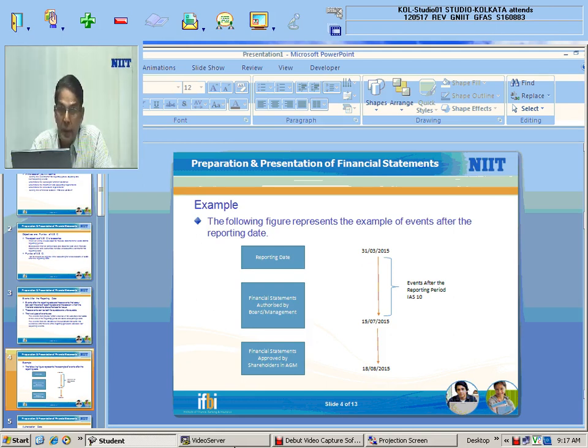Once the financial statements are authorized for issue by the board of directors or management, then the financial statements will be approved by the shareholders in the AGM, which may take place subsequently. So the financial statements approved by the shareholders in AGM may take place on 18th of August 2015. So you can look at the time, look at the concept, because 31/3/2015 is the balance sheet date.